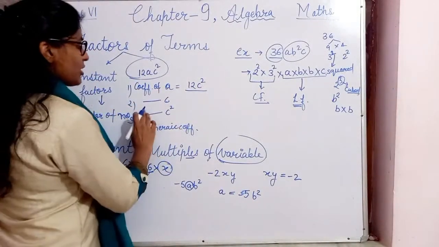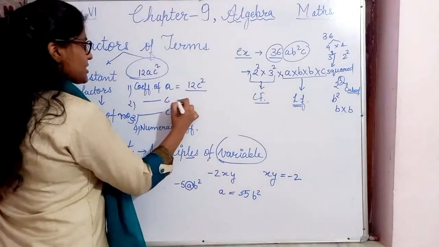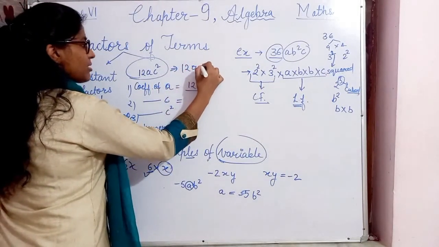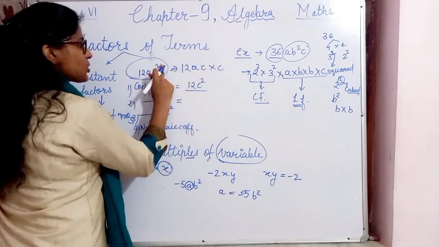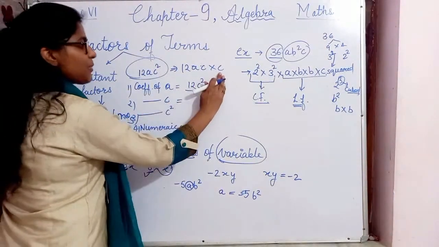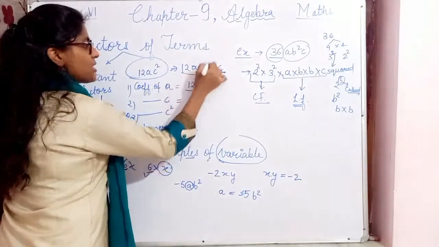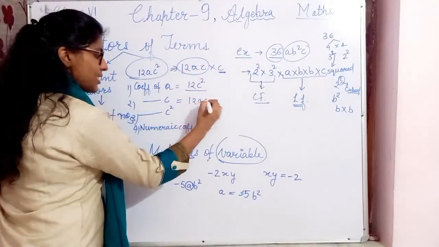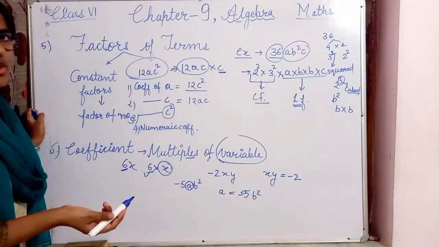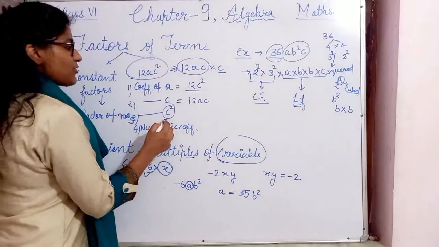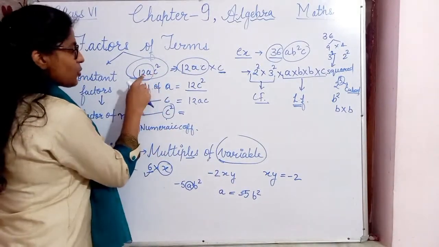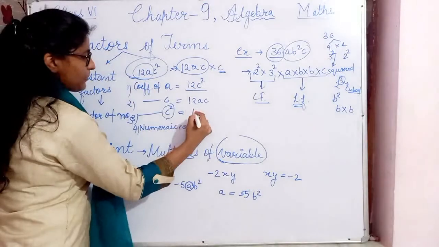Now next, what is the coefficient of c? In this term you can write it like 12a c multiplied by c. This is c square, it means c multiplied by c. Now coefficient of c means multiple of c. So what are the multiples of this c? 12ac. And what are the multiples of c square? Because multiples are known as coefficient, the coefficient of c square is the multiples of c square, that is 12a.